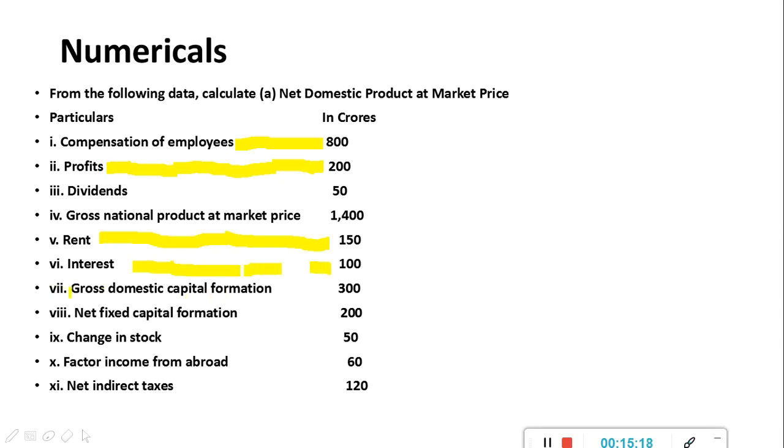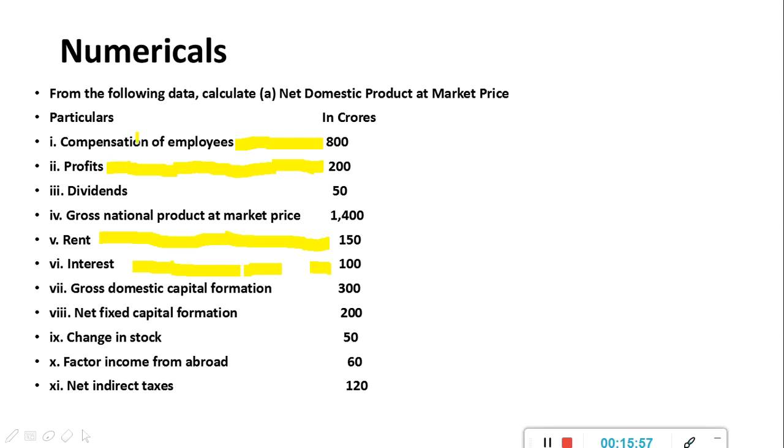In the formula, we don't have gross domestic capital formation, we will ignore it. Net fixed capital formation, we will ignore it. Change in stock, we don't have in the formula, we will just ignore it. Factor income from abroad, we don't require it now. Net indirect tax. Remember the formula: NDP at FC, net domestic product at factor cost, is equal to compensation of employees plus operating surplus plus mixed income of self-employed. Mixed income of self-employed is not given in the question, so we will not consider it.